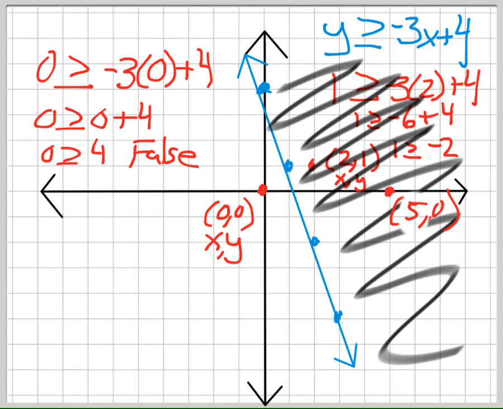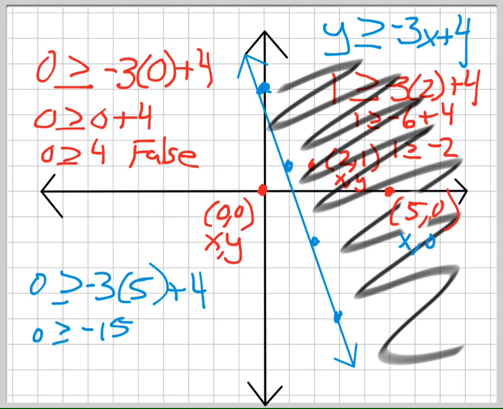So let's try it. Again, this is x, this is y. So I'm going to have 0 less than or equal to negative 3 times 5 plus 4. Negative 3 times 5 is negative 15. Negative 15 plus 4 is negative 11. Is 0 greater than or equal to negative 11? True. And it happens that any point in the shaded area makes it true. Any point in the non-shaded area makes it false. So you shade the side that makes it true. You leave the side not shaded that makes it false.